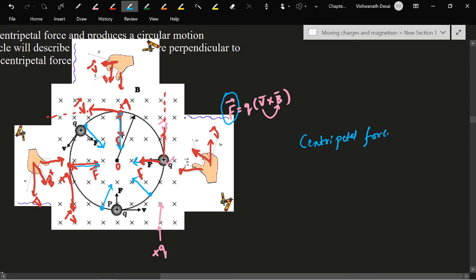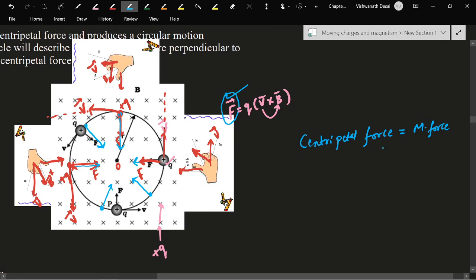Centripetal force. Therefore, the magnetic force itself provides the centripetal force. So the magnetic field itself provides the centripetal force. I will call this magnetic force instead of magnetic field, magnetic force.